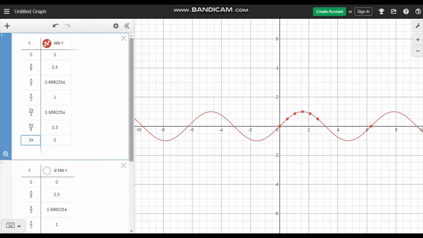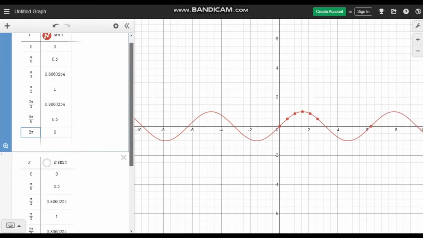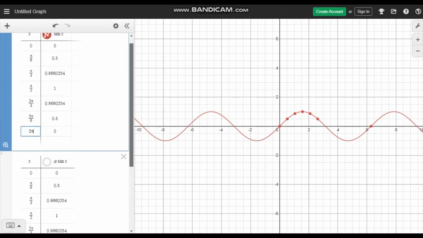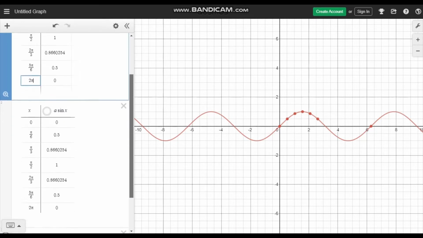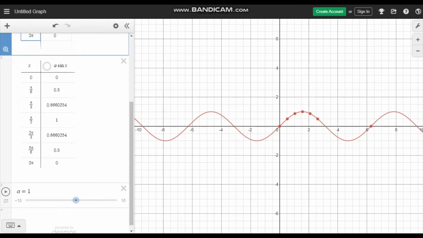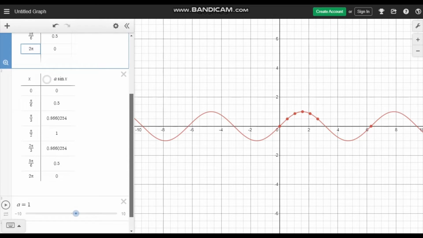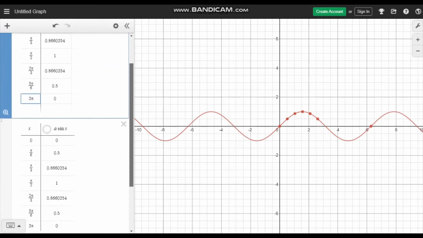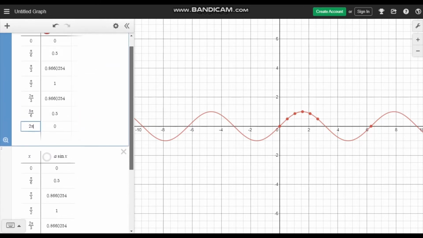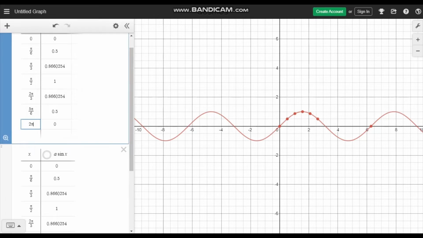Now, I went ahead and made another graph called a sine of x, and a is a slider here. You can see a equals 1 right now. And if we compare the tables, we can see these tables are identical. So a being 1 is really just the same as sine of x, there's no difference to the graph. And if I show it, you can see it overlaps exactly. On the graph, you can see the blue is overlapping the red.